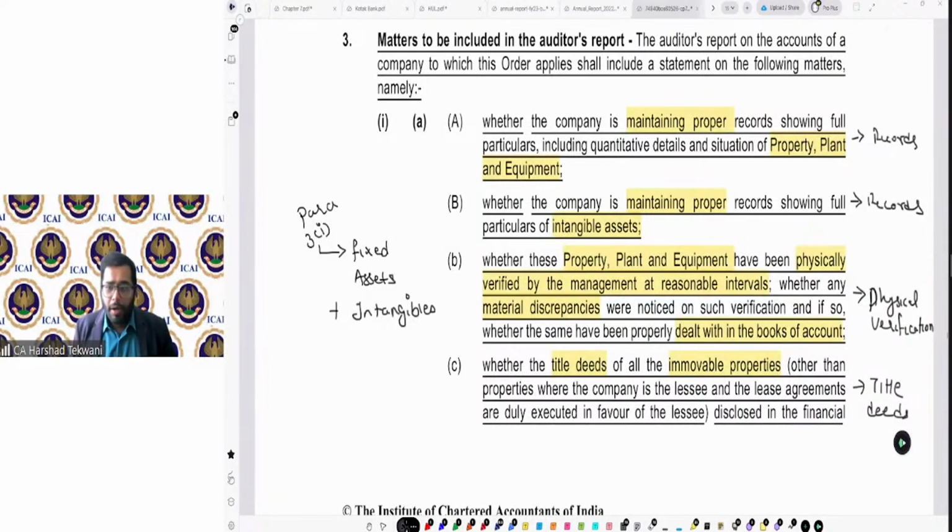Yedu Kondalu, basically, I have not seen voluntary reporting on CARO till now, but there is nothing which stops the auditor from reporting voluntarily. So if he wants to report, he can report voluntarily. There is nothing to stop him.